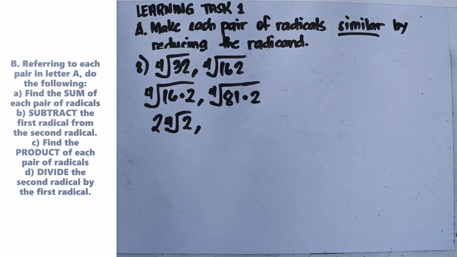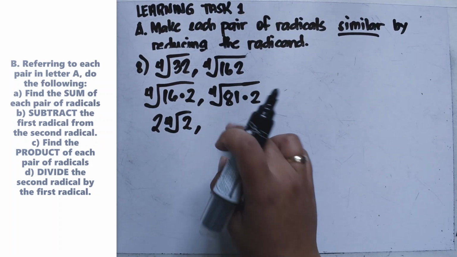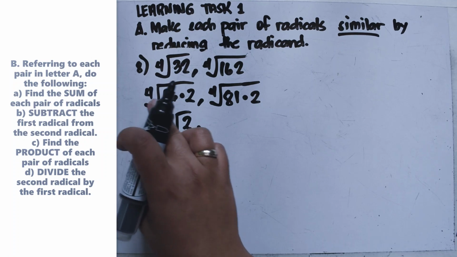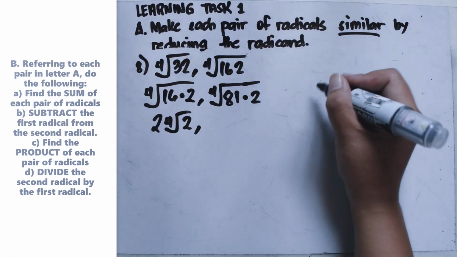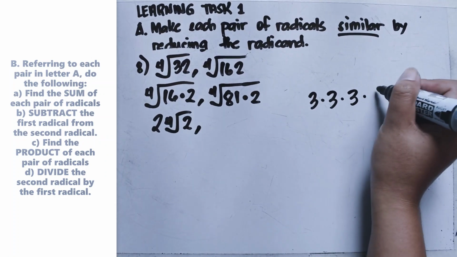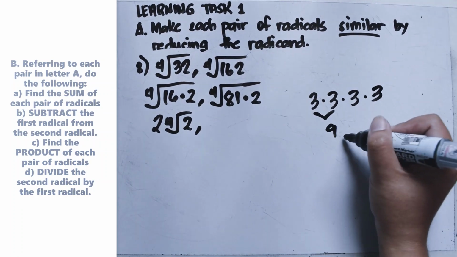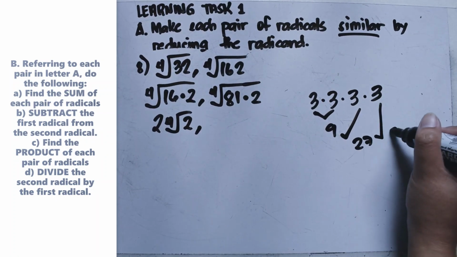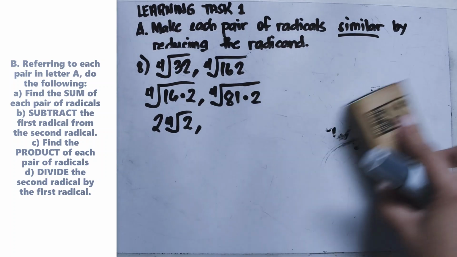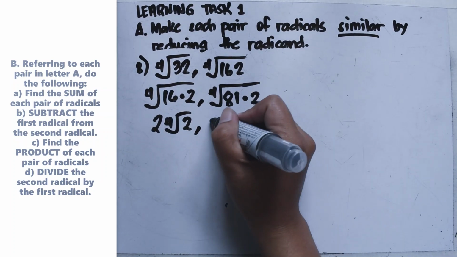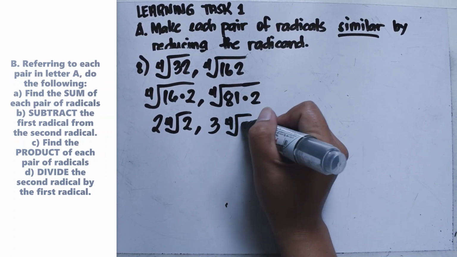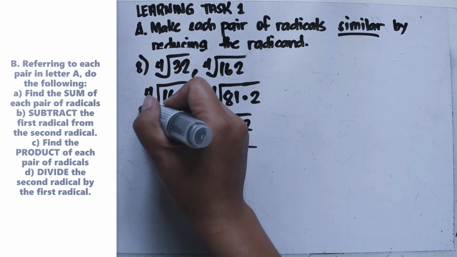Ayan. Nakuha. So, ano po kaya yung 4th root ni 81? Yung 2 alam na natin, di ba? 4th root of 16 is 2. Siyempre kay 81, try natin si 3. 3 times 3 times 3 times 3. We have 3 times 3 is 9. Times 3 is 27. Times 3 is, tama naman, 81. Therefore, ang 4th root ni 81 ay 3. And then, 4th root of 2. Therefore, ito na po yung ating similar radical.